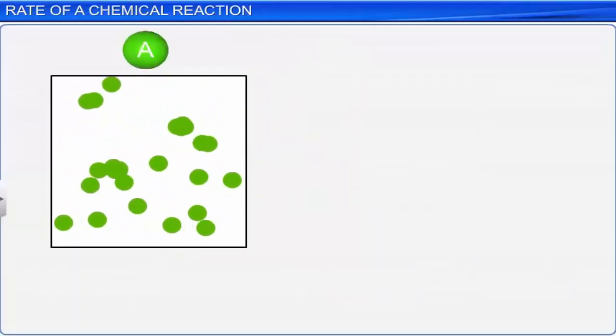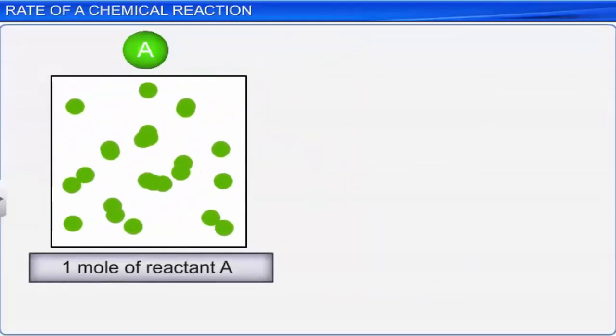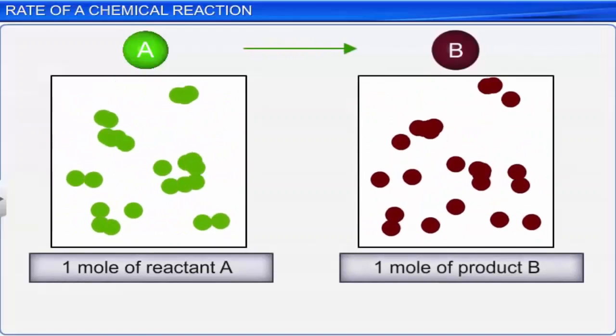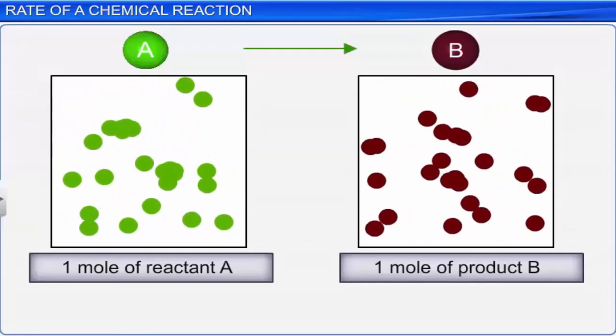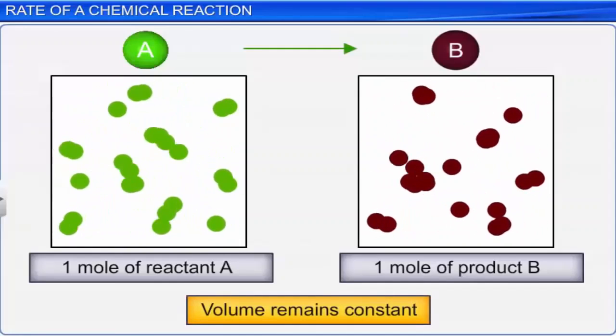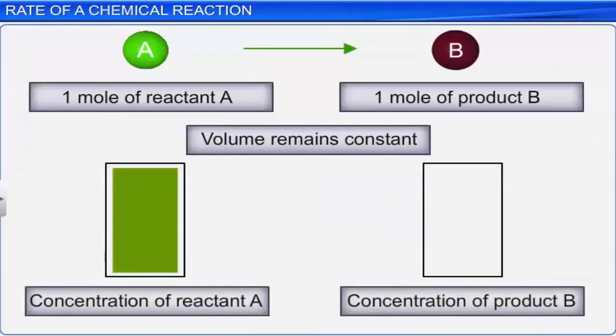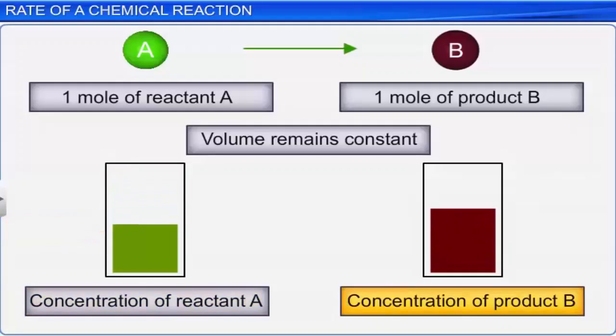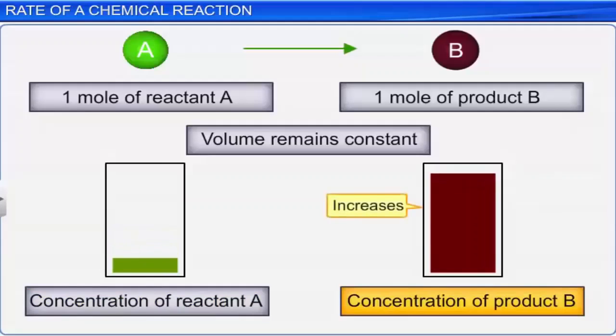Consider a simple reaction in which 1 mole of a reactant A produces 1 mole of product B. Let us assume that the volume of the system remains constant. Initially, that is, at the beginning of a reaction, the concentration of reactant A is maximum, while the concentration of product B is 0. As the reaction proceeds, the concentration of reactant A decreases, while the concentration of the product B increases.